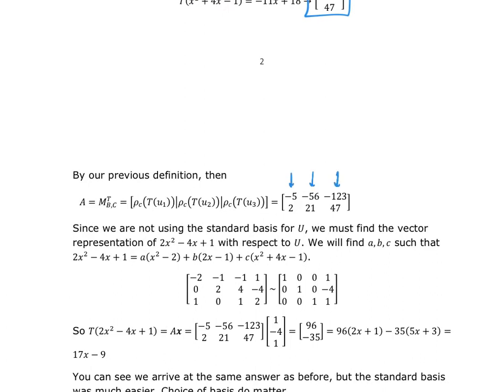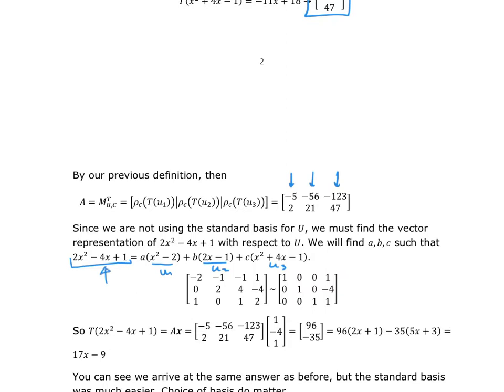So I have this. Now, unlike my previous example, I had my 2x squared minus 4x plus 1. When I was able to do a vector representation of that over my B basis, because my basis was the standard basis, I didn't have to do this extra step. This extra step is, how do I get from each one of these elements, each one of these u1, u2, and u3, what kind of linear combination am I going to have where I have a coefficient a, b, and c, so that I'm going to end up with this value?